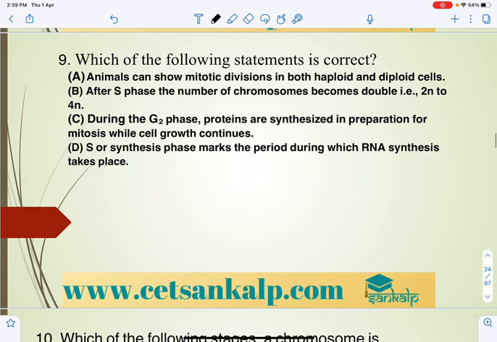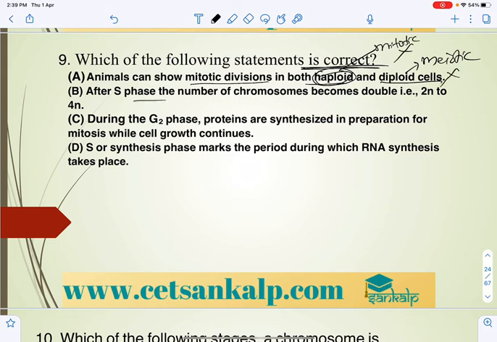Which of the following statements is correct? Animals can show mitotic division in both haploid and diploid cells. Select the correct statement. Mitotic division always takes place in diploid cells, while in haploid there will be meiotic division. So animals cannot show mitotic division in haploid; that is not the correct statement.